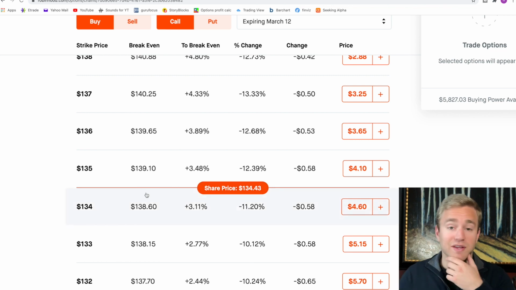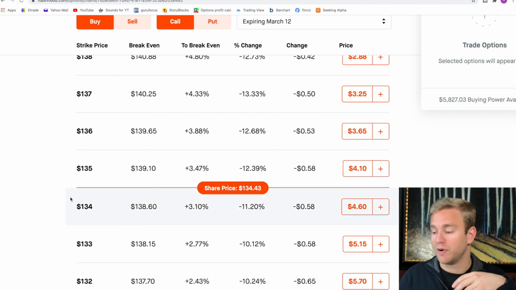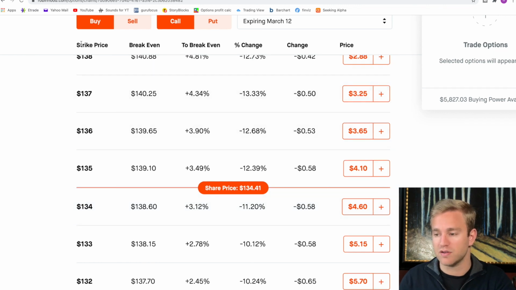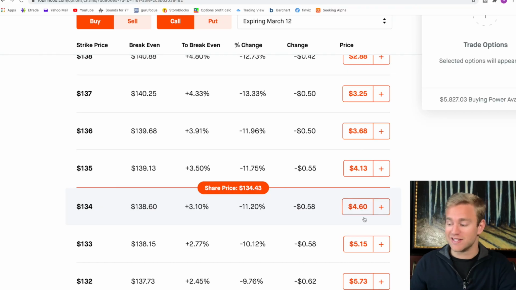So let's say that we think Apple is going to go up and we want to buy this contract right here with a strike price of $134. If you look up here, this is the strike price. And then if you look all the way on the right, this is the price of the actual contract. So $4.60. Remember what I said earlier, the actual price of this when you go to execute this order is actually going to be $460 because this is the price per share. Because every contract controls 100 shares, the actual price of this contract is $460.